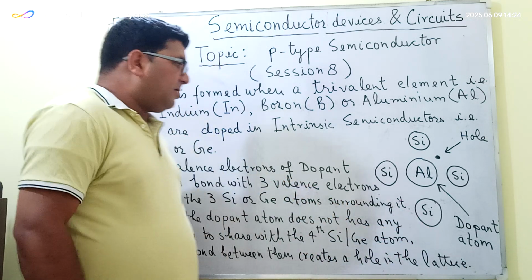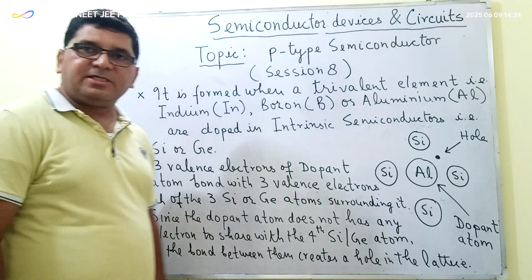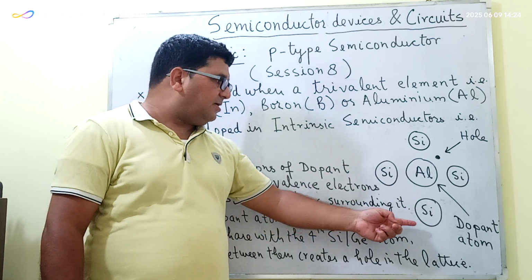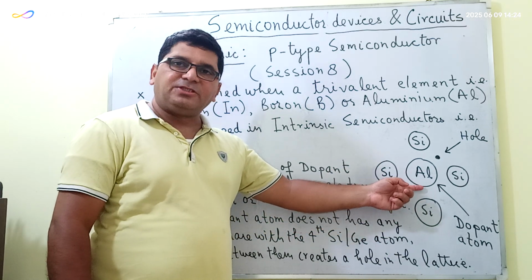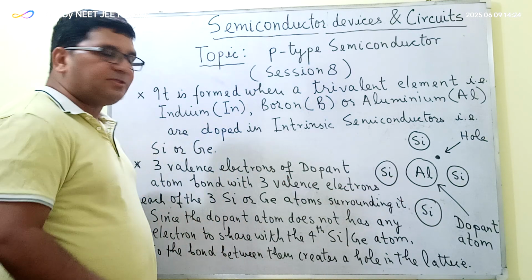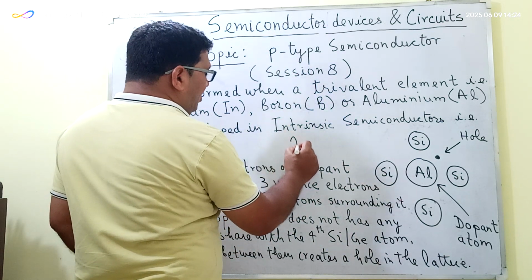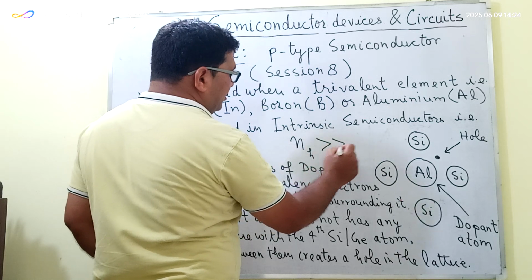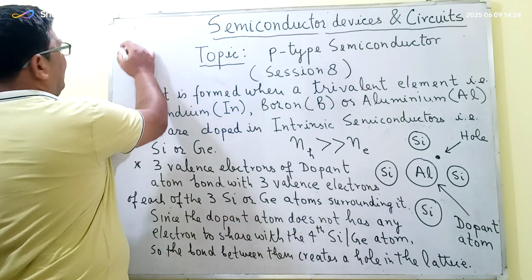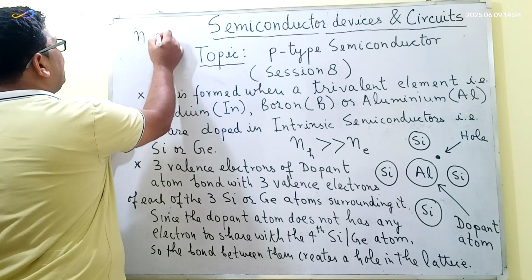Now in the case of this P-type semiconductor, the majority carriers are the holes and the minority carriers are the free electrons, and as we increase the concentration of the dopant, the concentration of the minority carriers, that is the free electrons, reduces. So in the case of the P-type semiconductor, the number of holes is greater than the number of free electrons, and there is one more important relation between the concentration of the holes and the concentration of the free electrons, which is given by NH into Ne.